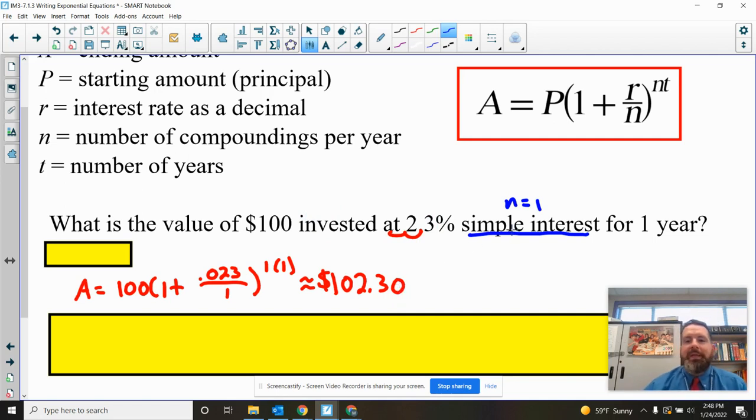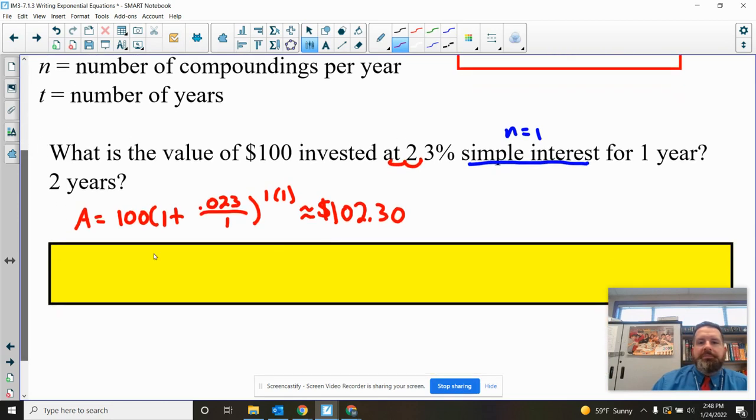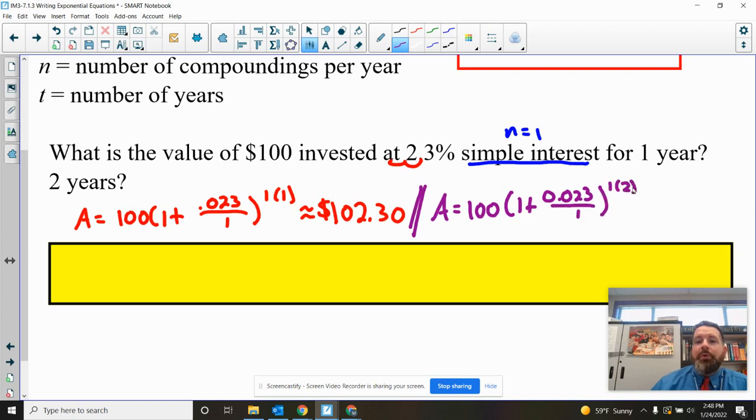There you go. Now, the second question I'm going to ask is, okay, well, what if we take this same investment, but instead of doing it for 1 year, let's this time do it for 2 years. Nothing else is going to change. So we're still starting with $100, still investing at 2.3% interest, compounded once a year, but this time it's for 2 years. I hope right away you can see that it's going to be more money, right? Because we're compounding that interest for 2 consecutive years.